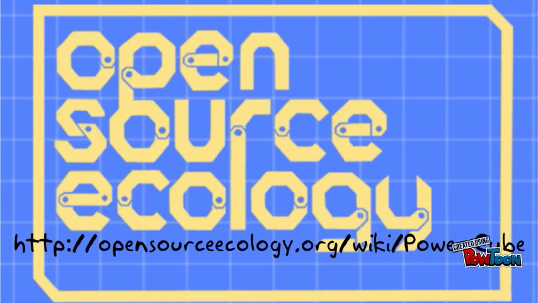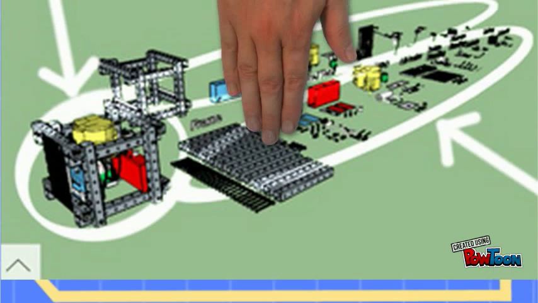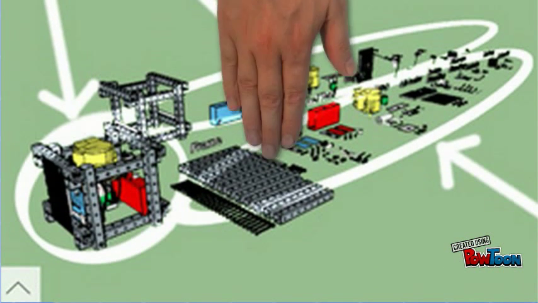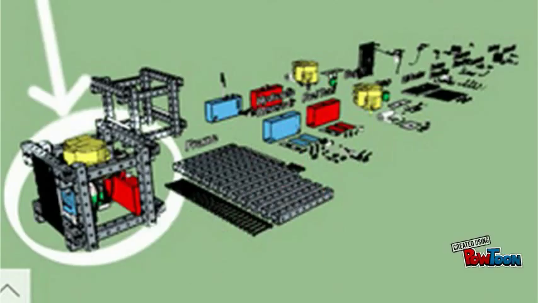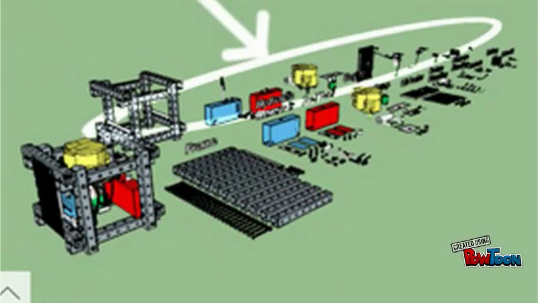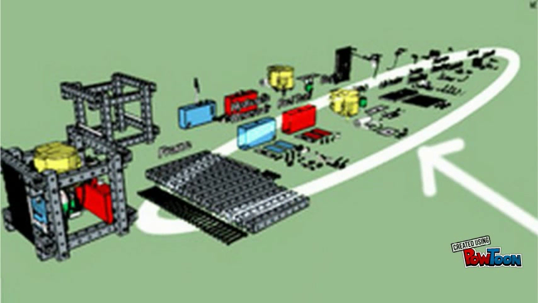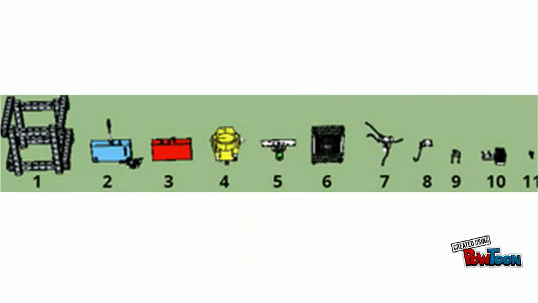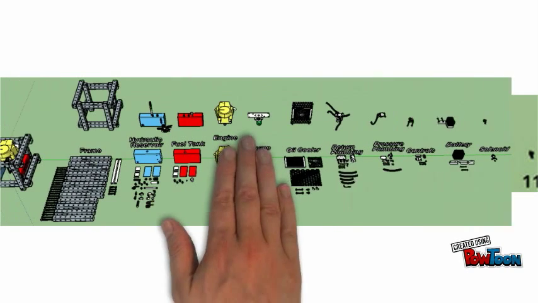To make an instructional, first note that the file contains three things. First, it's the complete Power Cube. Second, it's the 11 distinct modules that make up the Power Cube. And third, it's the complete breakdown into individual parts. We divide the machine into modules so that multiple modules can be designed and built in parallel.